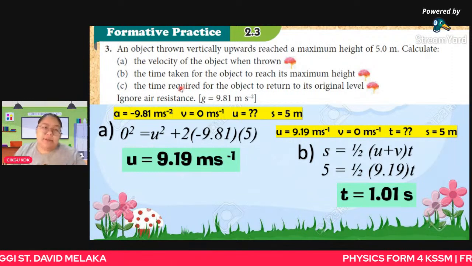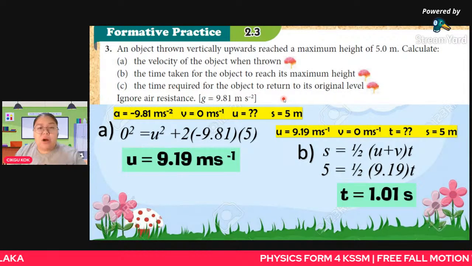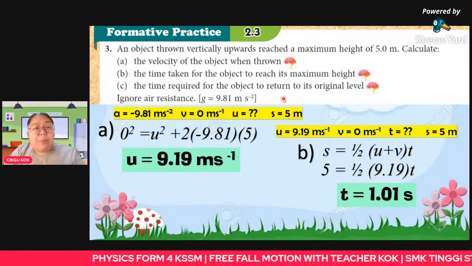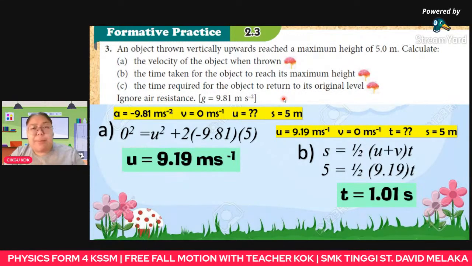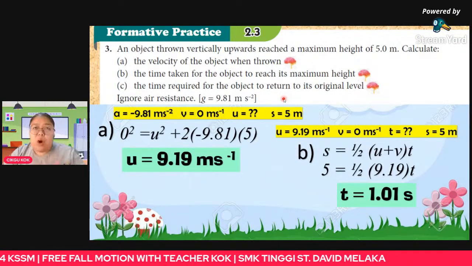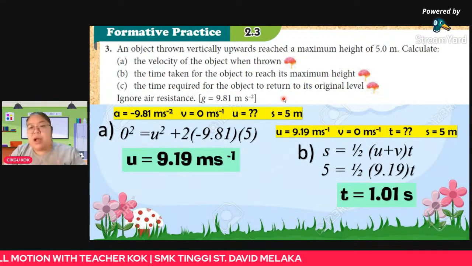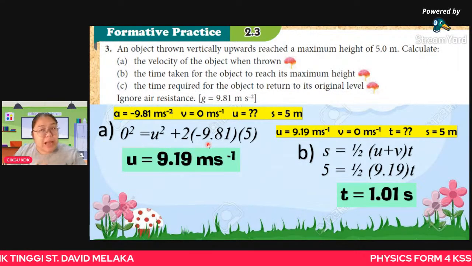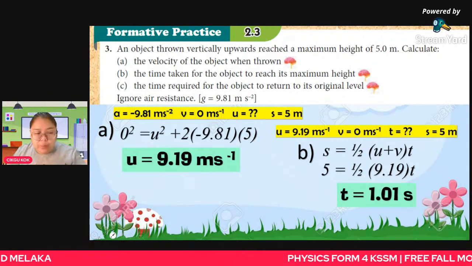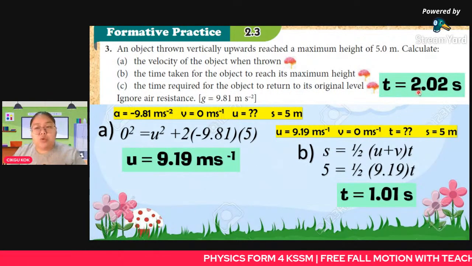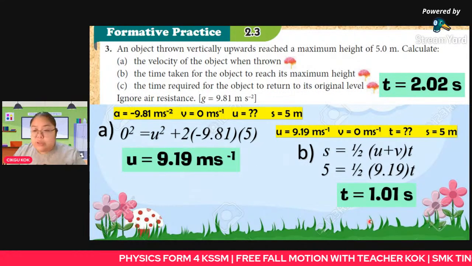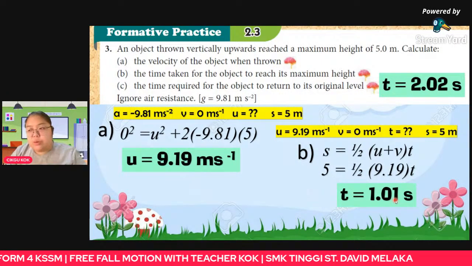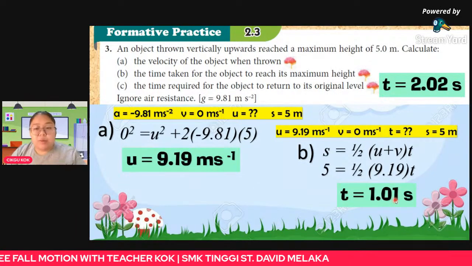Okay, C. The time required for the object to return back. So understood, your up is 1.01, then you return back, sure it's the same, is it? Because you go opposite gravity, then you come down, you are pulled by gravity, should be the same thing. So for the answer, we just times 2. We no need to do any calculation. The answer is 2.02 second. You just take 1.01, it's the first round, going up. When it comes down, you go to times 2. So that's the answer.